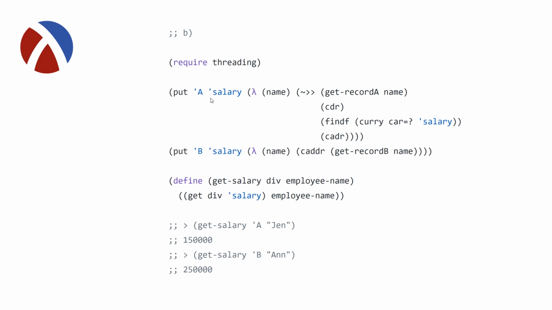For A, it's slightly more complicated. We do a lookup, and for both of these, we first have to get the record before we get the salary. So we do a lookup on the record, then we do a cdr to drop the name because then we'll be left with a list of pairs. Then we do a find F to find the pair that contains the salary information.